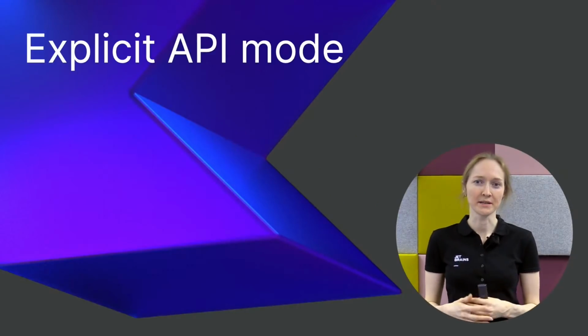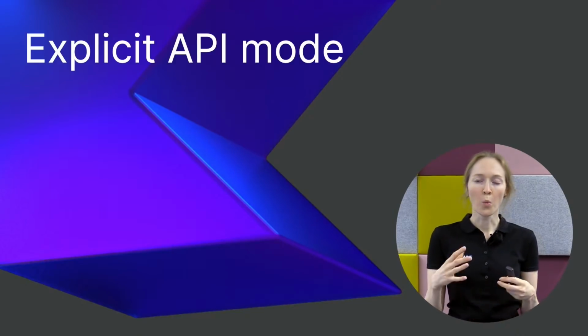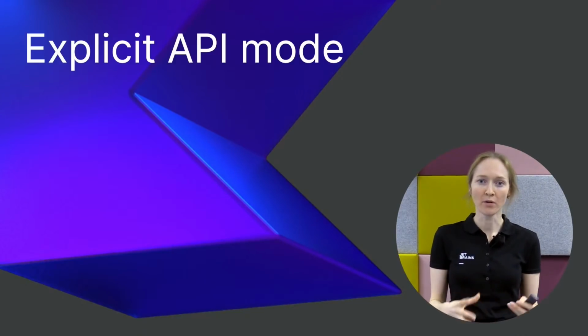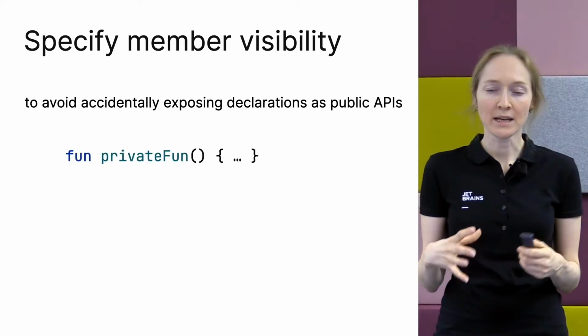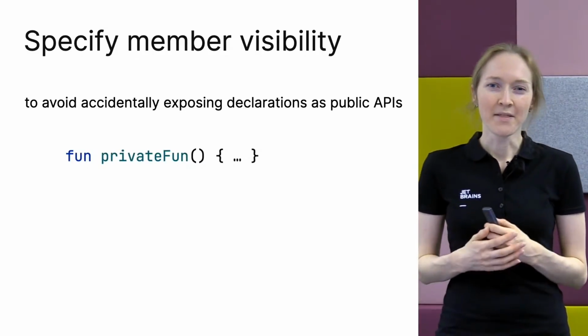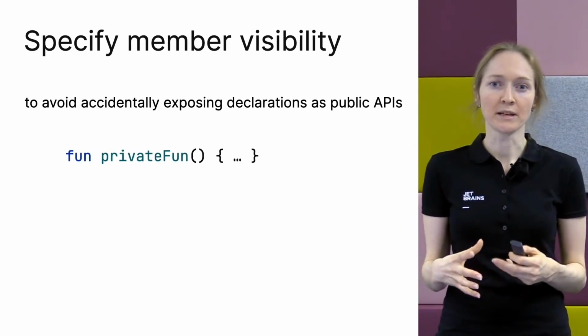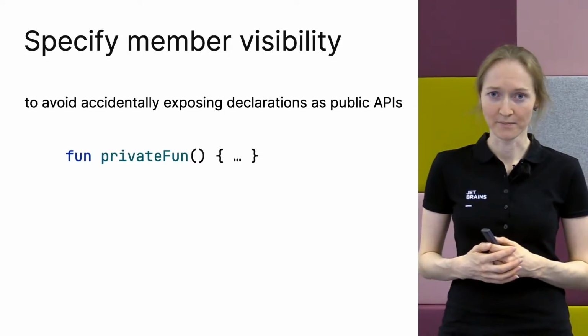Now I want to discuss another topic related to the philosophy of being explicit. We are introducing an explicit mode for library authors. The Kotlin style guide contains special recommendations for library authors, an additional set of rules to help to ensure API stability. The first recommendation is to specify member visibility explicitly. That prevents accidentally exposing an internal or private declaration as a part of the public API.